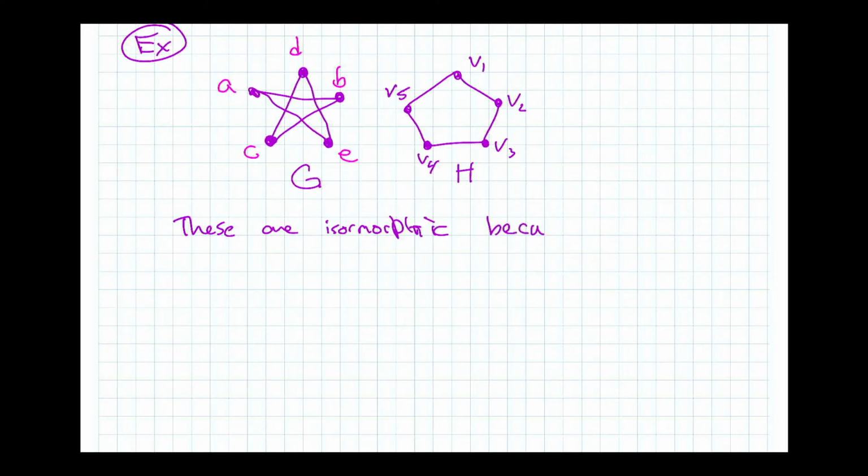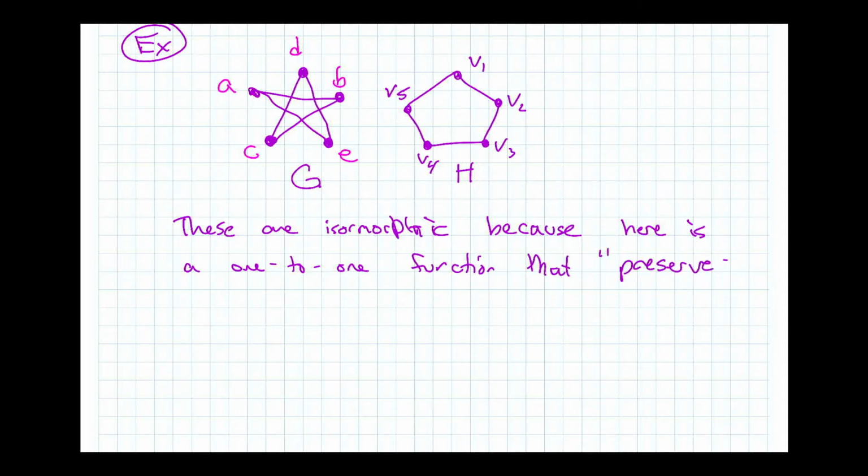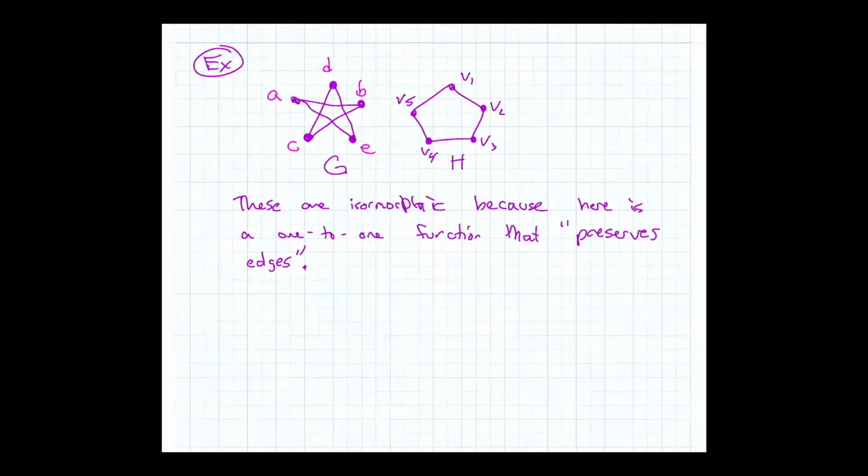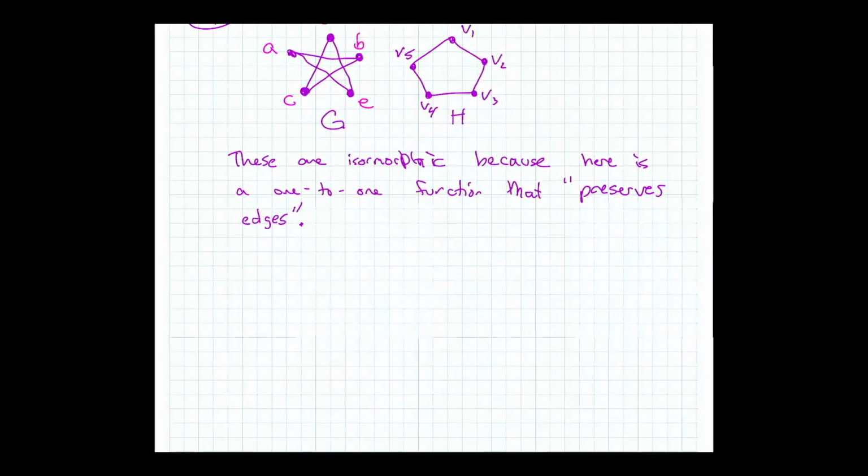These are isomorphic because here is a one-to-one function that, and this is the first time we're saying it, preserves edges. I'm just going to say preserves edges. Okay, that's going to be good enough. Now, what do I mean by that? Like, what is the function? It's actually far simpler than you probably expect it to be, right?